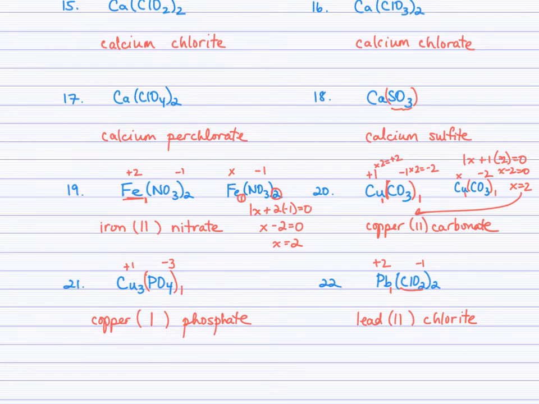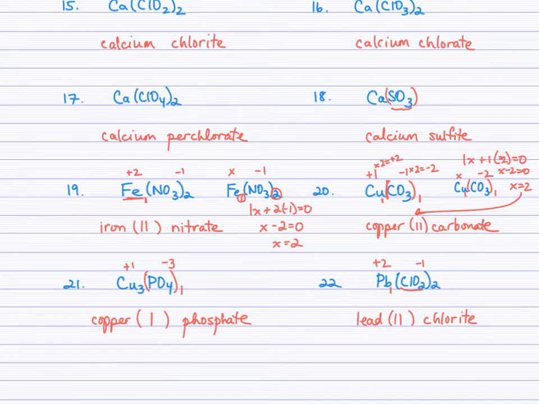Okay, so we've done 22 examples here of naming ionic compounds. What's common to all of these compounds is that they have a metal and then a nonmetal. Sometimes the nonmetal is a single atom ion, like in the beginning with sulfide and nitride and chloride, and other times it's a polyatomic ion, like we have here at the end. So look at that list of polyatomic ions and refer to it often.